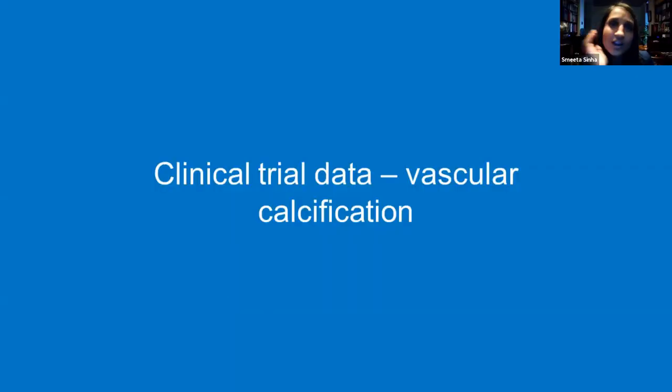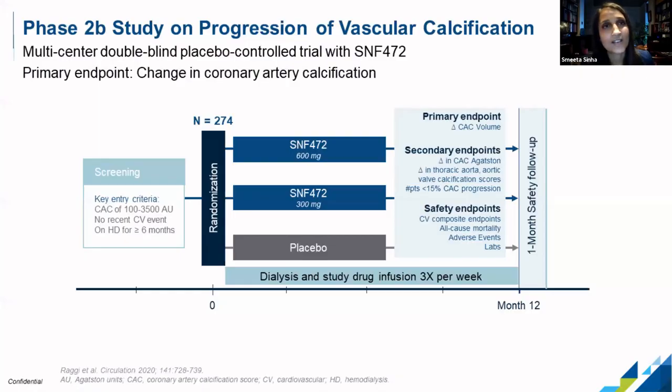So what about vascular trial data for vascular calcification? Have we learned anything from the calciphylaxis studies? Well, I think the short answer is yes. After the phase 2 study was started, for calciphylaxis, the same company started a vascular calcification study. So in this, they're looking not at people with calciphylaxis, but patients with pre-existing coronary artery calcification. So patients had to have pre-existing CAC scores of 100 to 3,500 as measured by CT, no recent cardiovascular events, and on hemodialysis.